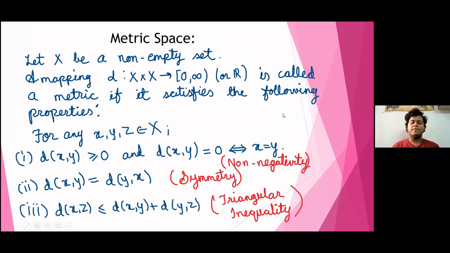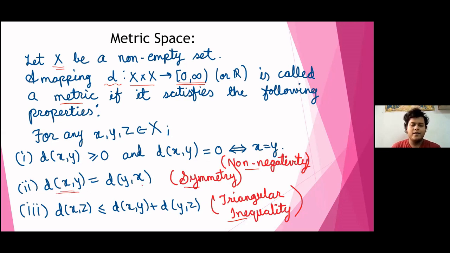So let us see what a metric space is. Suppose X is a non-empty set, then we call a mapping D from X cross X to R, or instead of R, the closed-open interval 0 to infinity, a metric if it satisfies three properties. One is non-negativity, symmetry, and the third is triangular inequality. In terms of mathematical expressions, non-negativity is: distance between X and Y, where X, Y are in X, is always greater than or equal to 0, and distance 0 means X is equal to Y.